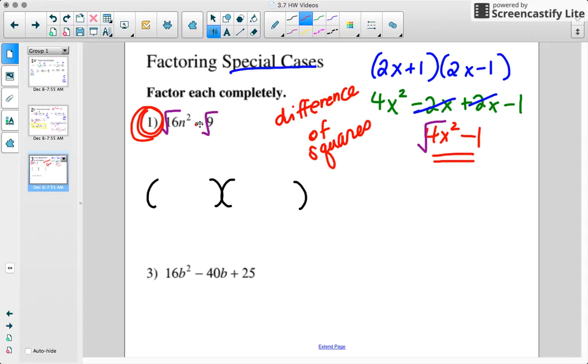Right, so the difference is the subtraction sign of two squares. So the square root of 16 is 4. The square root of 16n squared is 4n. So those will be our first terms in each binomial. And the square root of 9 is 3. And as you notice with the pattern, one is going to be positive and one will be negative. So these are kind of fun to do because you can just think about them according to the patterns.